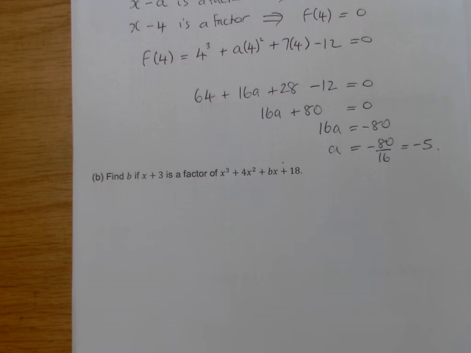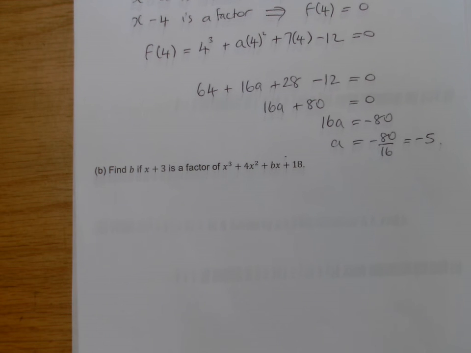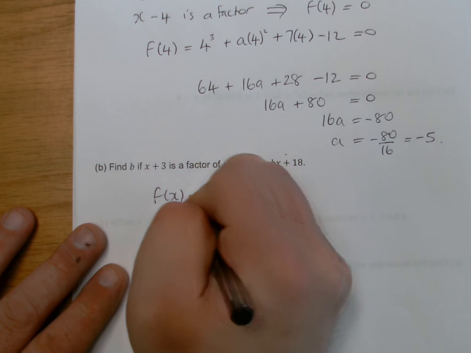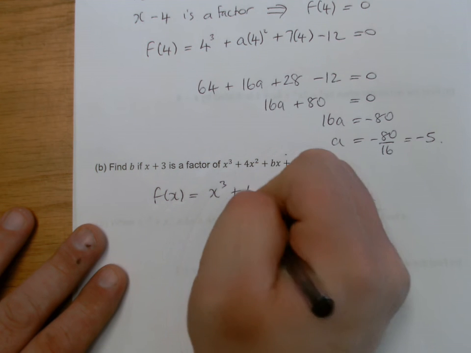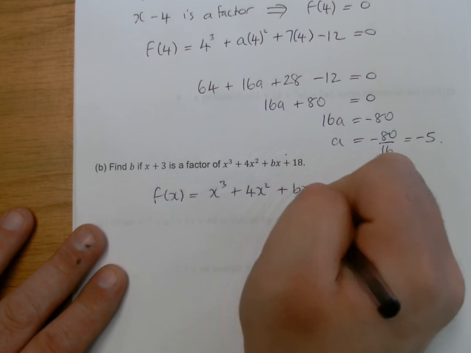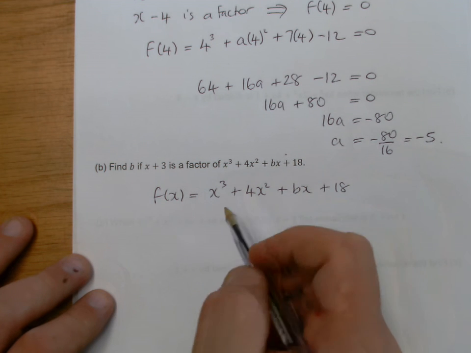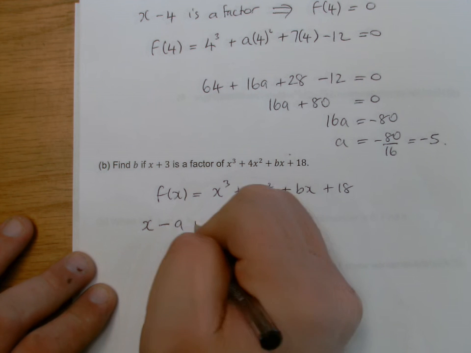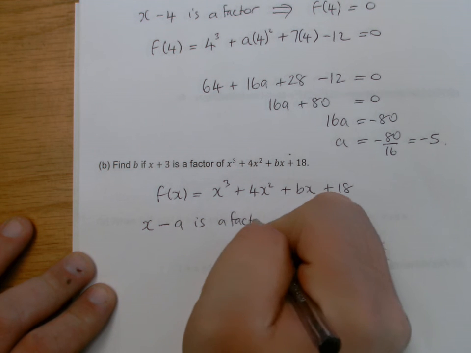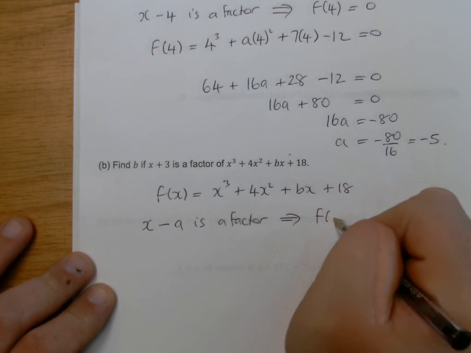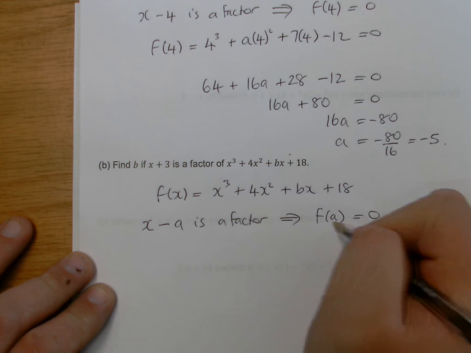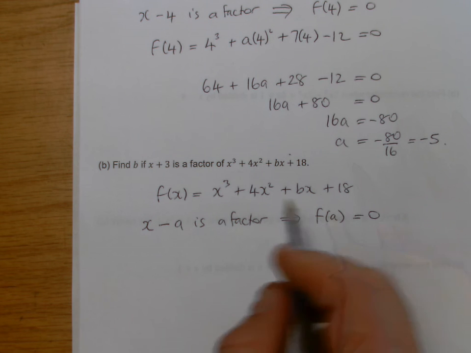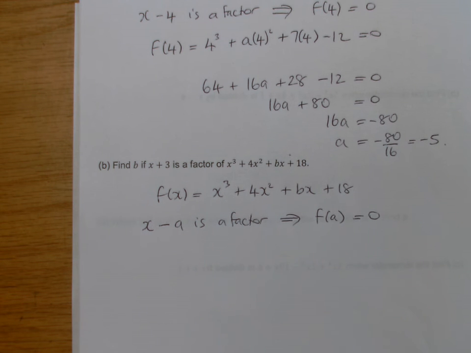So it says here, find b if x plus 3 is a factor of this polynomial here. So again, we will write it as f of x. We say f of x is x cubed plus 4x squared plus bx plus 18. Okay, so same as before, I'll write the statement of the remainder theorem. If x minus a is a factor, then this implies that f of a will be 0, because the value of f of a is the remainder, remember, and the remainder will be 0 when it's a factor, because it divides into it perfectly.